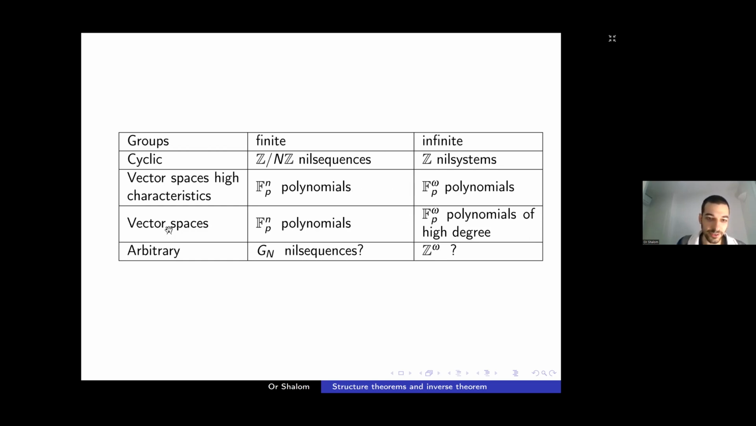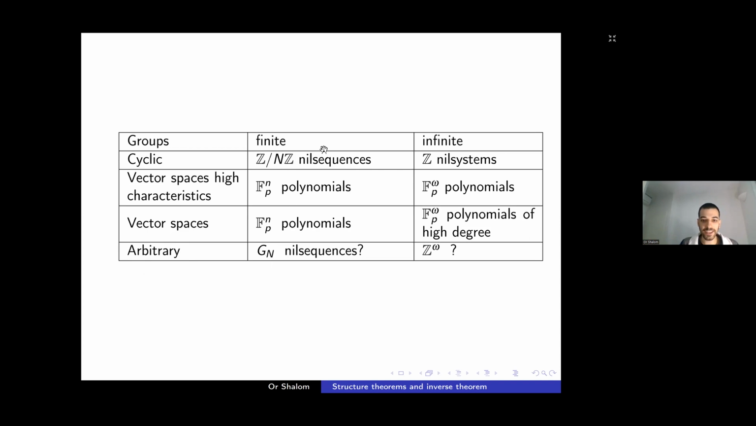And we had general vector spaces, where in the finitary setting, you just needed polynomials of degree k, but in the infinitary setting, you definitely need polynomials of higher degree. But then the question is, what should happen in general? What should happen when you take any sequence, or even a sequence which contains all of the finite abelian groups, with no additional assumptions, no assumptions of cyclic or vector space?